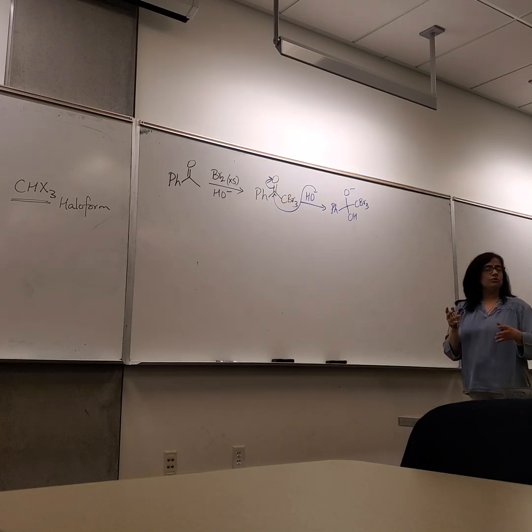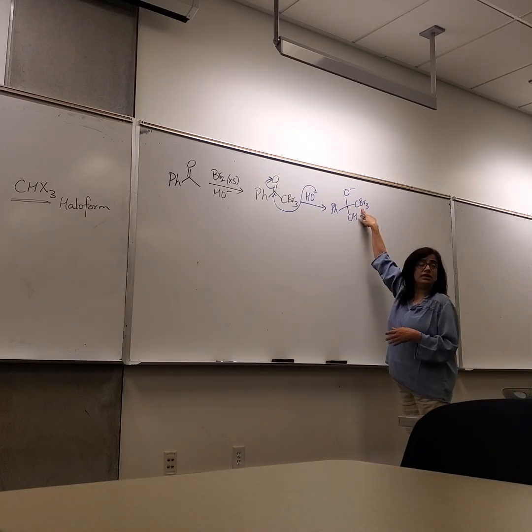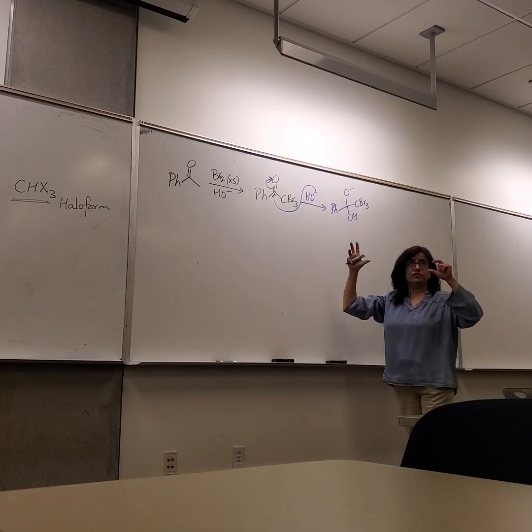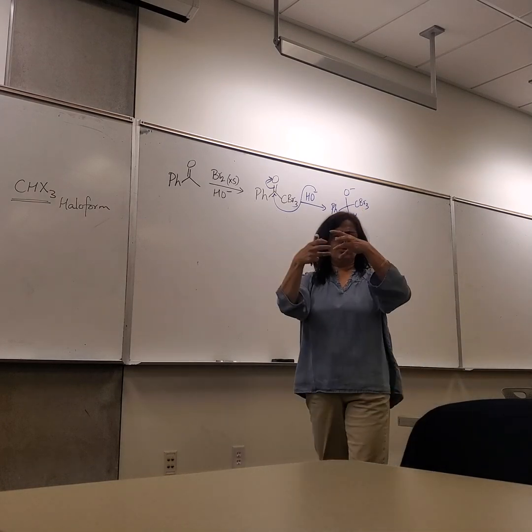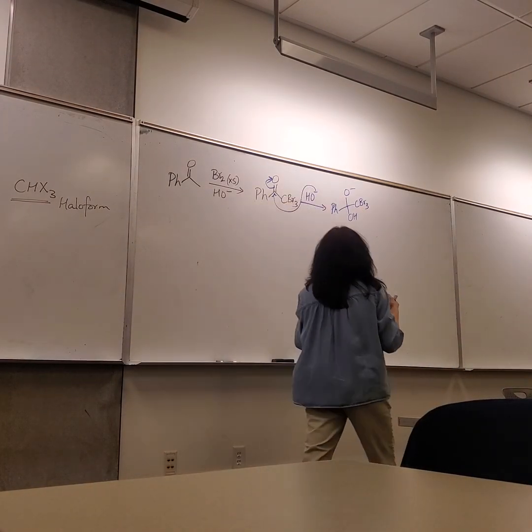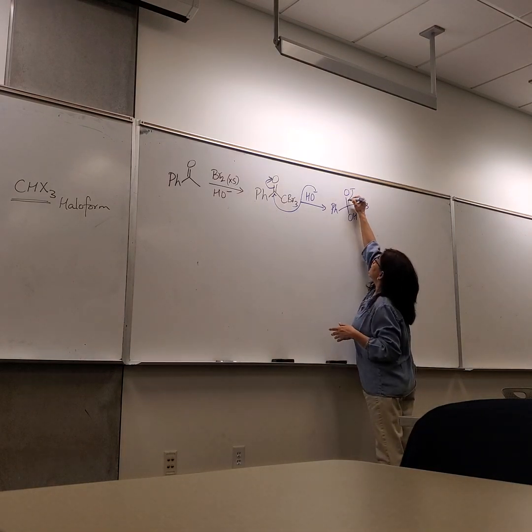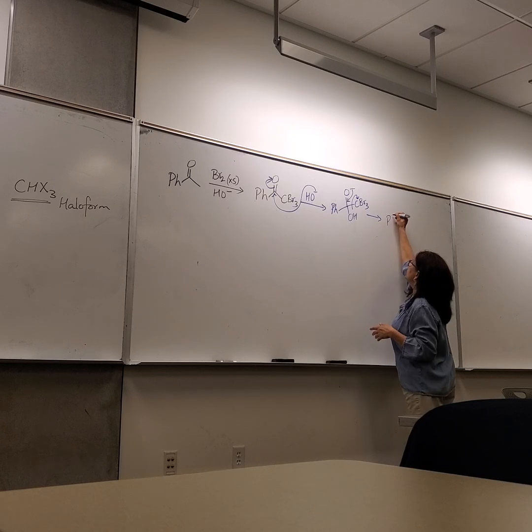What will this tetrahedral intermediate do? There is a leaving group, exactly. That's CBr3, a leaving group. That's actually a very good leaving group because of the halogens pulling the electron density. So it kicks out the leaving group. What do you think will happen next?